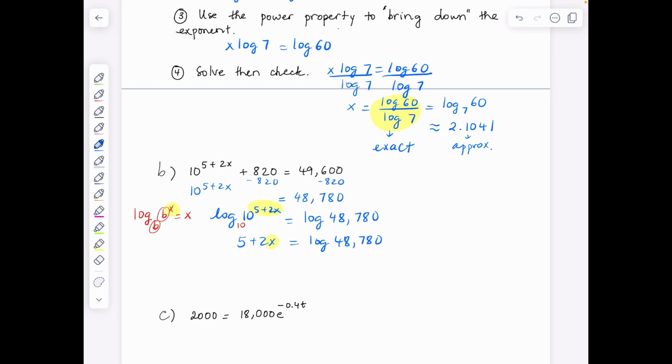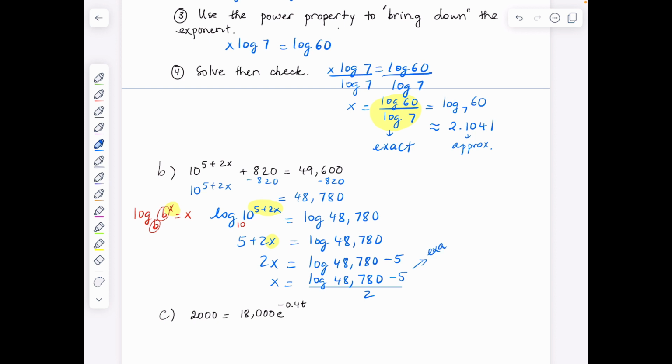So first, we want to subtract 5 from both sides. So just log 48,780 minus 5. And then divide both sides by 2. So we have log of 48,780 minus 5 over 2. Now notice I didn't use my calculator to calculate log of 48,780. That's because I want this exact answer with no rounding involved.